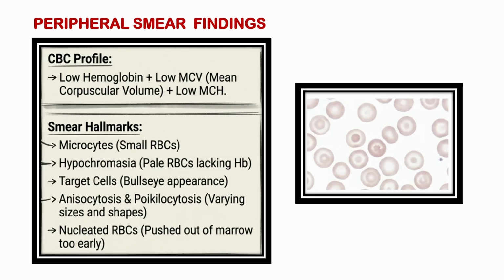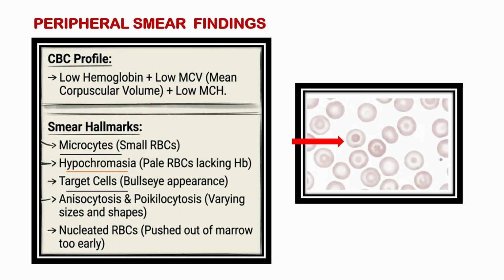How do we detect this in the laboratory? A complete blood count will reveal low hemoglobin, low mean corpuscular volume, and low mean corpuscular hemoglobin. The peripheral blood smear provides hallmark clues. We see microcytic hypochromic cells and we see target cells, which have the bullseye appearance due to the membrane excess. I have already discussed this in the target cell video: because of the decrease in volume, there is a relative increase in surface area. That is the main reason for the formation of target cells in thalassemia.